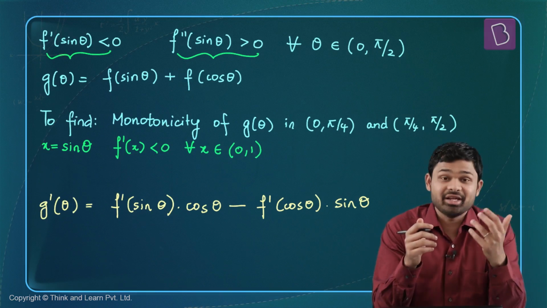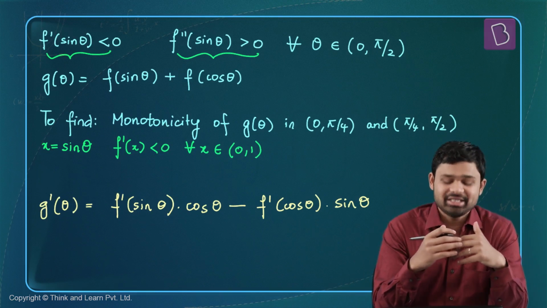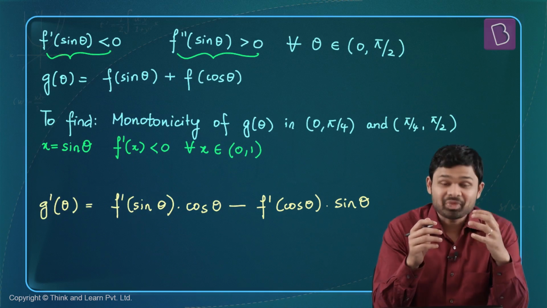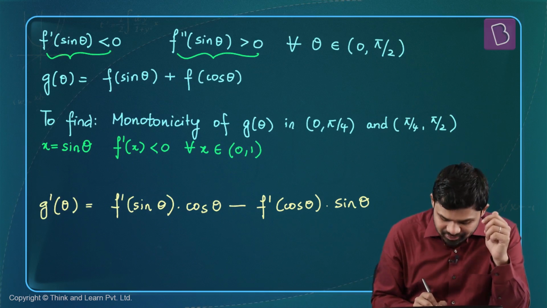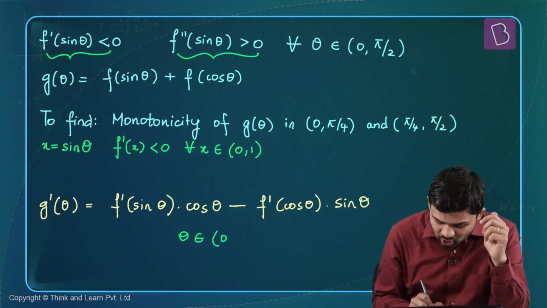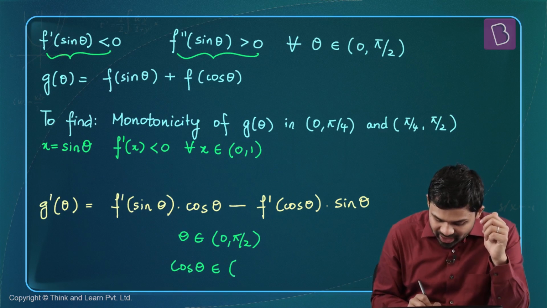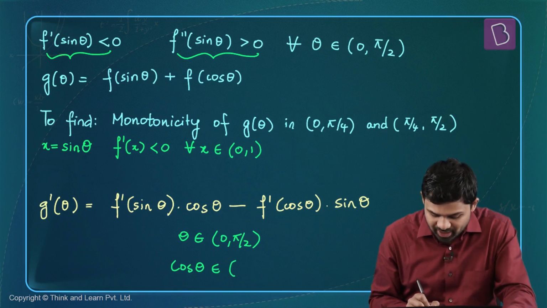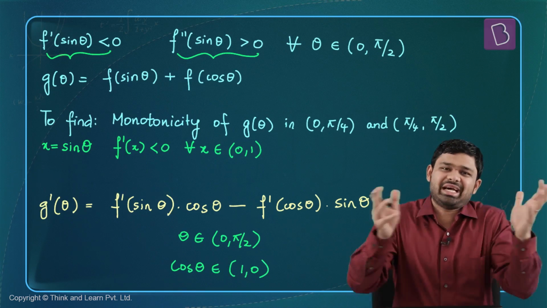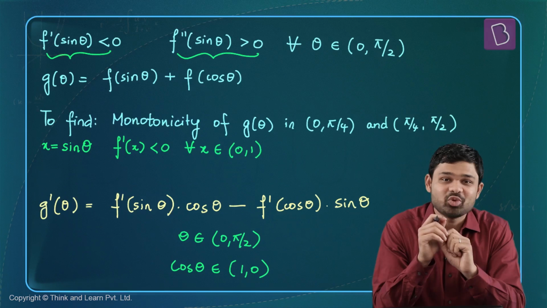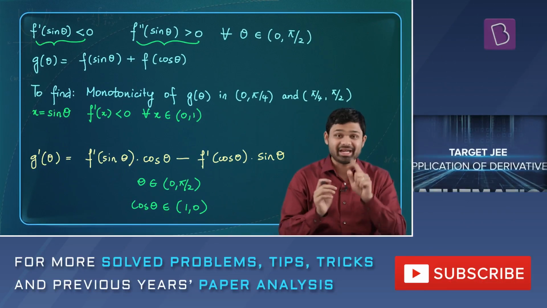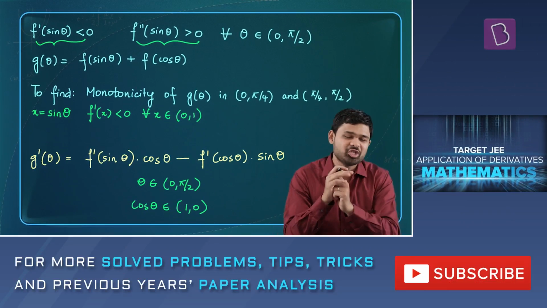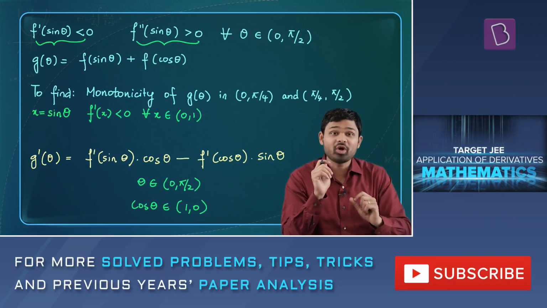So since we have a relation for f dash of x being less than 0 for all x running from 0 to 1, f dash of cos theta will also be negative, because when theta is in the interval 0 to pi by 2, cos theta is going to be between 0 and 1. In fact, it's going to be between 1 and 0, which is exactly like 0 and 1. And we know what happens to f dash of x when x is between 0 and 1. It's going to be negative. So we've got one interesting piece of information already. But that's not enough. We need more information.